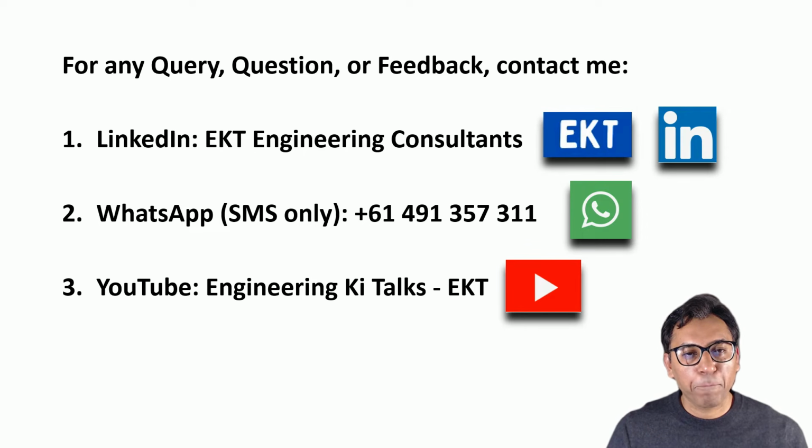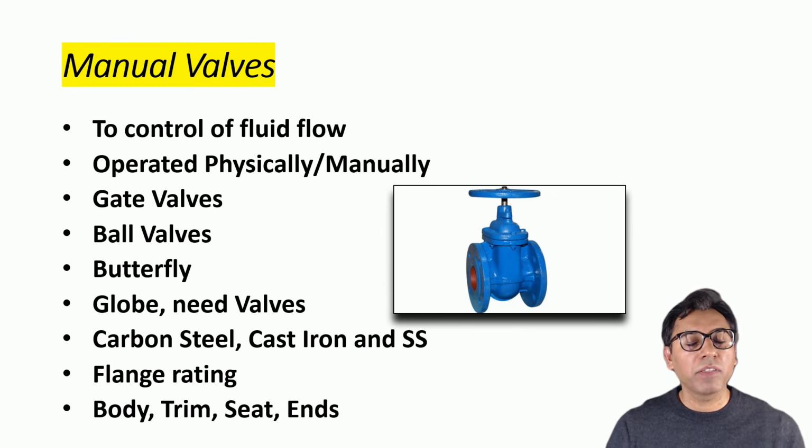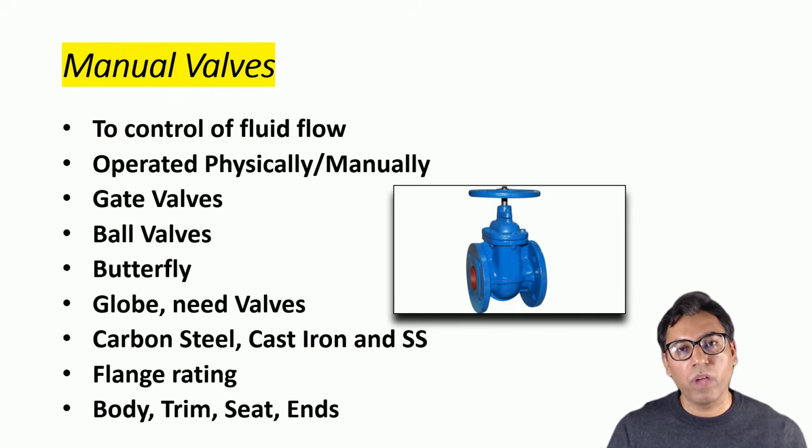Now I will talk about valves first, because we have to use valves in our example as well. So let's talk about what valves are. Basically there are two broad types of valves: manual valves and control valves. Valves are used to control fluid flow, to close, open, or regulate flow. In this slide I will talk about manual valves.